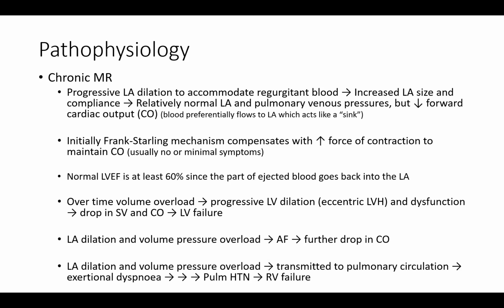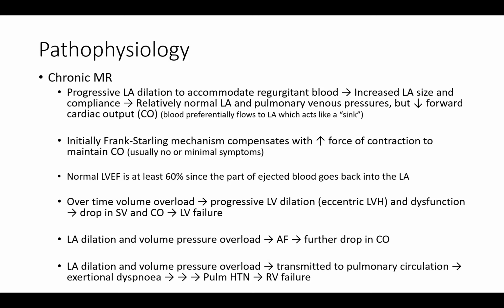And the left atrial dilation and volume overload could also lead to atrial fibrillation. And we know that atrial fibrillation will further drop the cardiac output because that 20 to 30% that the atrium would contract and push into the ventricle is lost, and the diastolic time is also usually shortened because there's tachycardia.